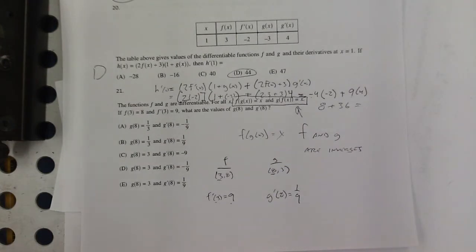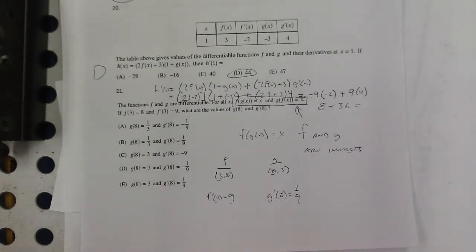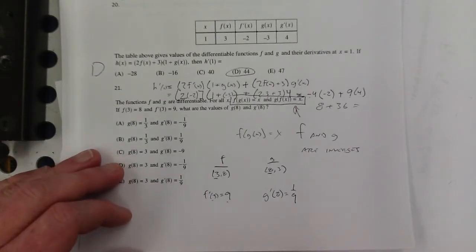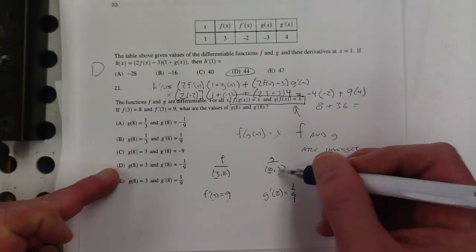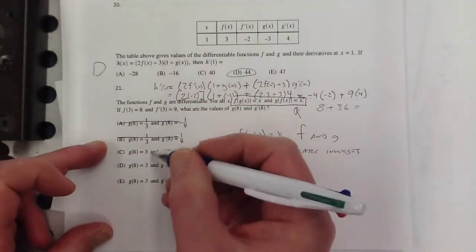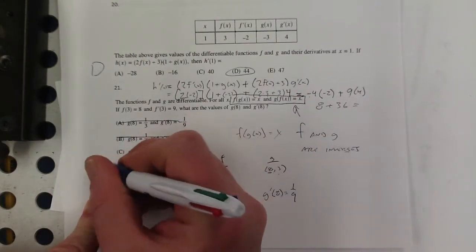Right, it's one of those inverse problems. Okay, and where did that happen? That was in section 4.3, if you needed to go back and look at that. So g of 8 is 3, and g prime of 8 is 1/9. So that's answer choice E.